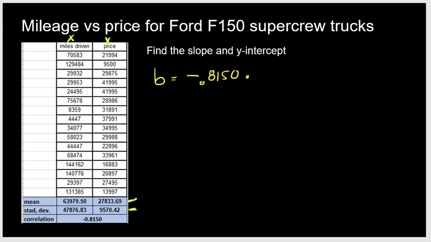The standard deviation of y is 9570.42, all divided by the standard deviation of x, which is miles, 47876.83. All right, so lots of numbers there. Keep things in order. The number one thing I've noticed that kids mess up on in the past is they flip-flop the x's and y's. So be very careful to take your time and make sure that the standard deviation for y is going on top, standard deviation for x on the bottom.